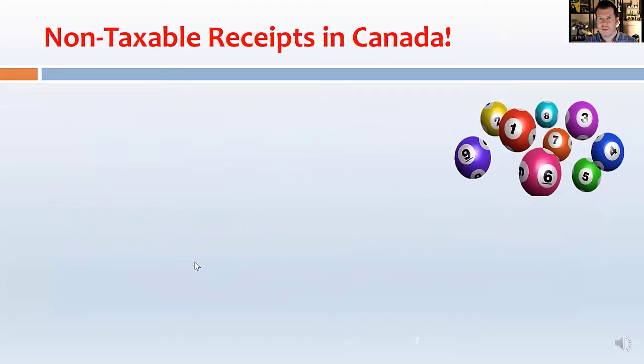Here's some non-taxable receipts just for fun. So people frequently ask me about, hey, isn't there money I can get on a tax-free basis? I would like to maximize that. Sure you would, Billy. Let's take a look at some of those amounts. Lottery winnings, great. Go out and win the lottery multiple times. You don't have to pay tax on that in Canada.